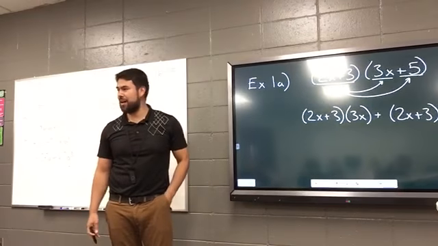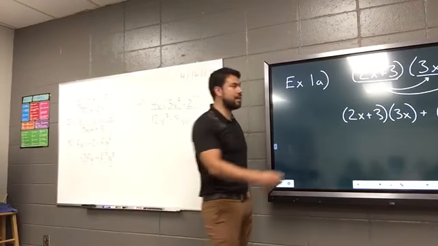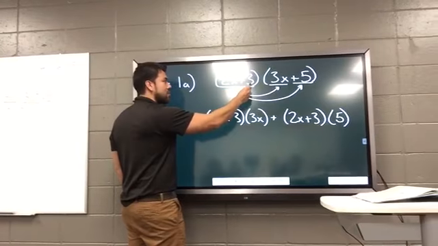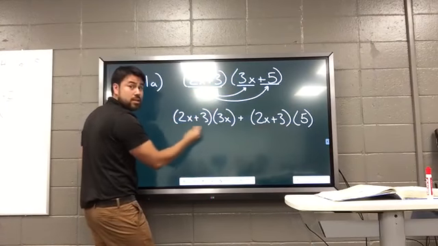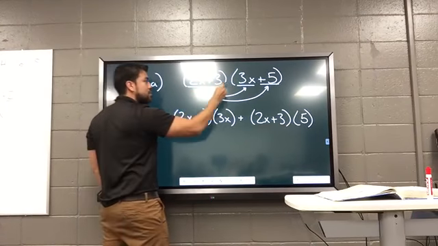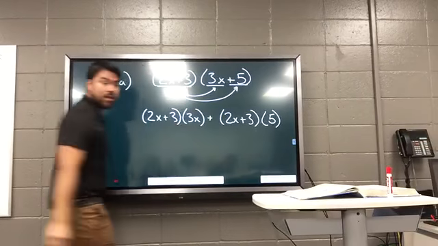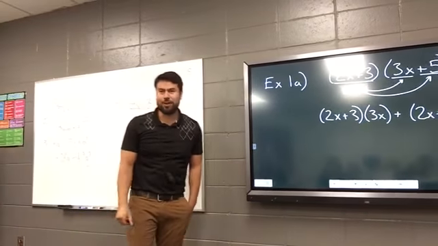Ugh, this is already looking kind of rough, isn't it? It's kind of complicated. But do you guys see that I multiplied 2x plus 3 times 3x right here? And I did 2x plus 3 times 5 right here. You guys okay with that? Because I don't want to make stuff up.